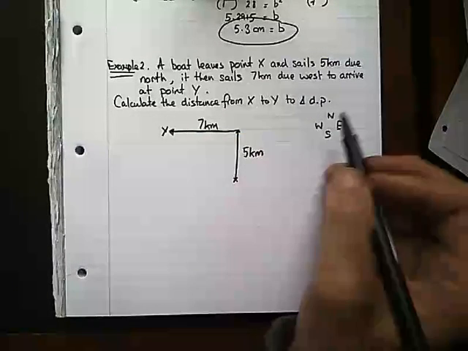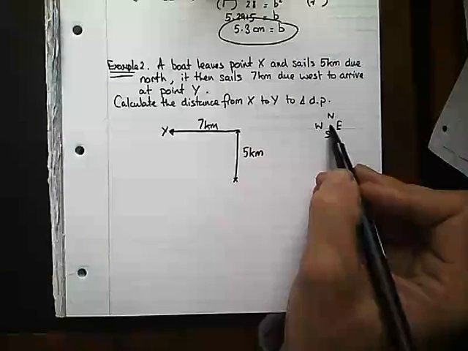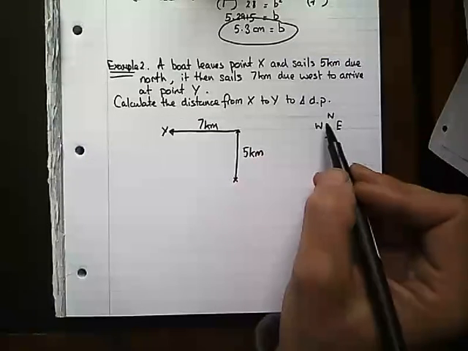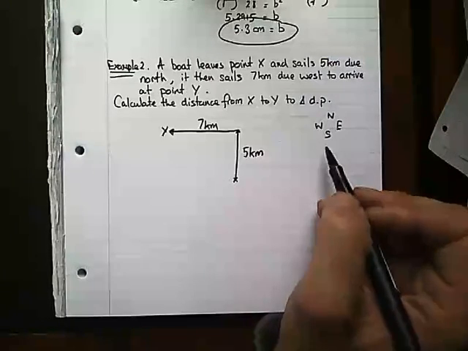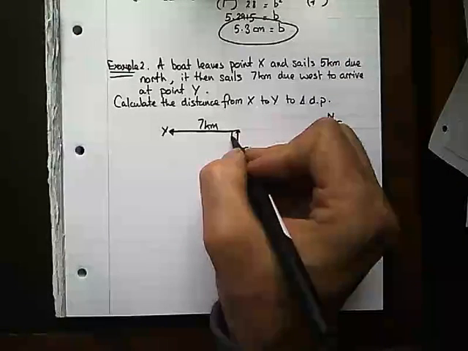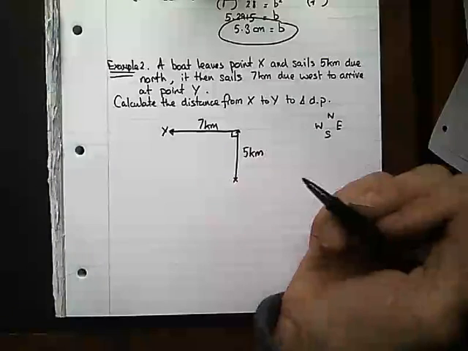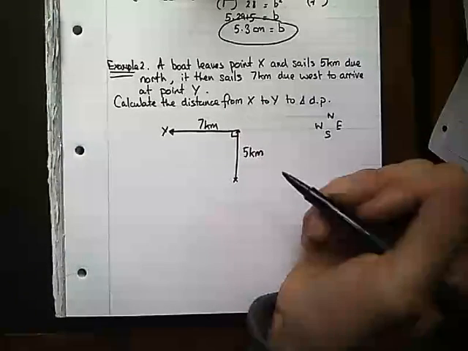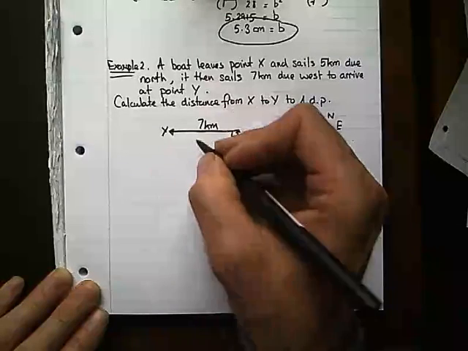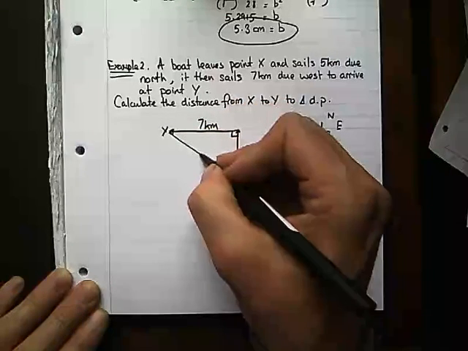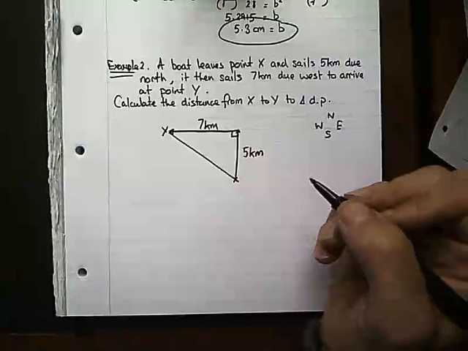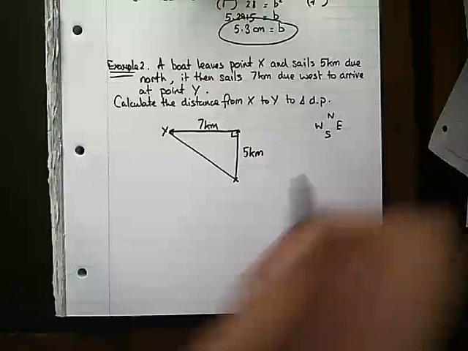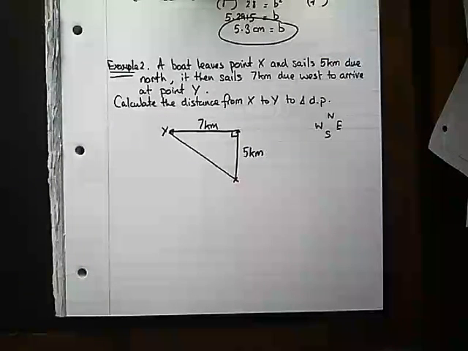Now, whenever you turn to one of these angles, north to east, east to south, south to west, west to north, or north to west, or the other way around, you make an absolutely 90-degree angle. Okay, so that means it's a right angle. And if I were to join X to Y, I now have myself a right-angled triangle.